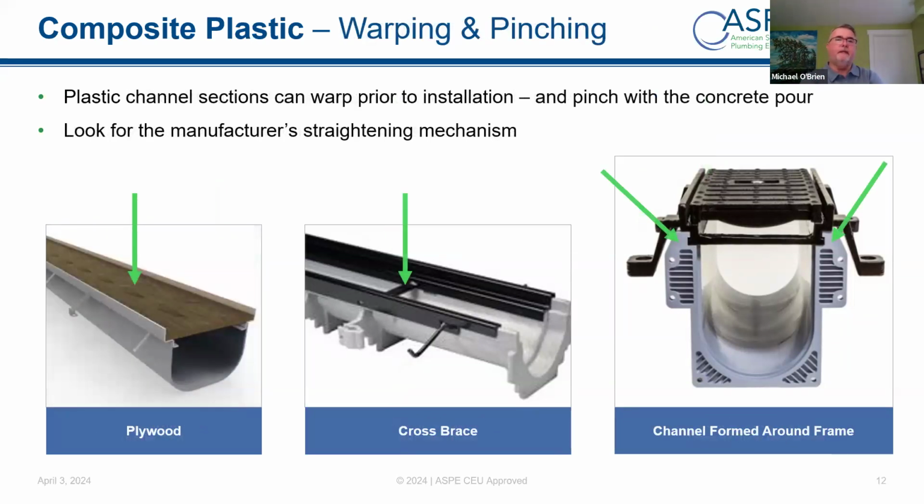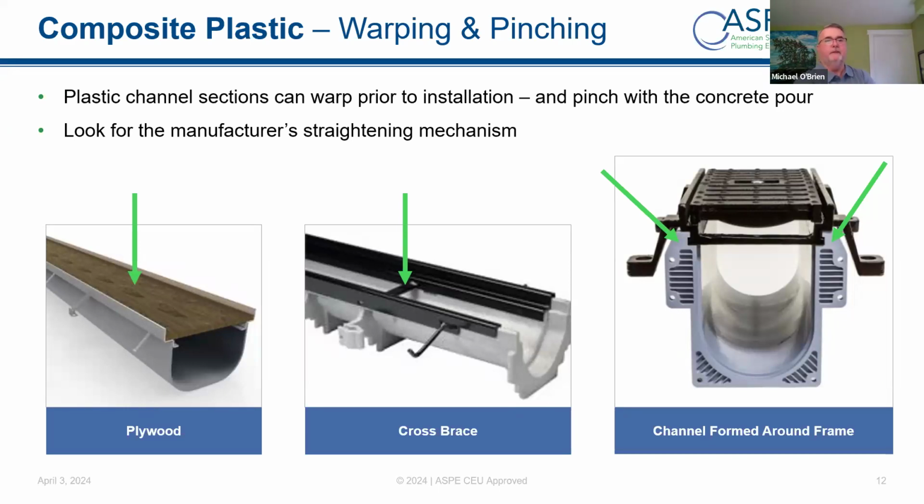So some things to keep in mind are that long sections of U-shaped plastic can sometimes warp in transport or while they're sitting out in the yard, and that there may be some shifting and pinching at the top as you're pouring the concrete and trying to tamp it down and get it to perfect level.